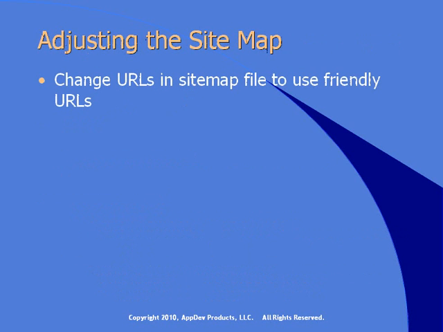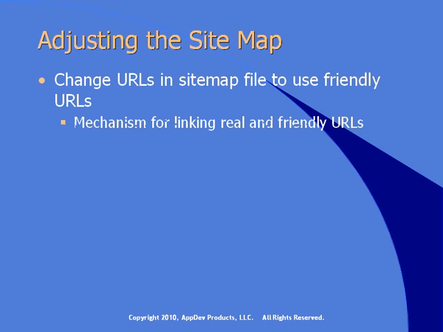Now, in order to get URL mappings to work, you also need to change the URLs in the sitemap file to use the friendly URLs. Because as you navigate around the site, those URLs in the sitemap file are the actual URLs that the browser is going to request from the website. When they request a mapped URL, ASP.NET translates that into an actual physical file and sends that file back down to the browser. So this is the mechanism for linking the real and friendly URLs.